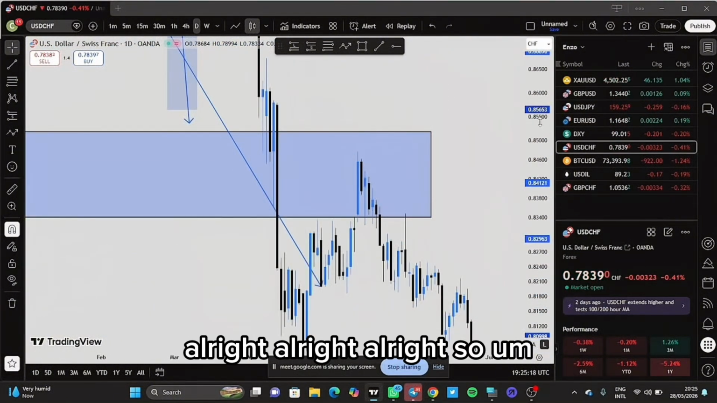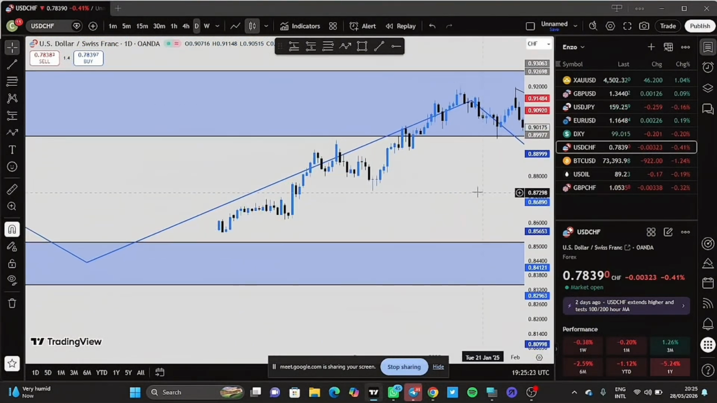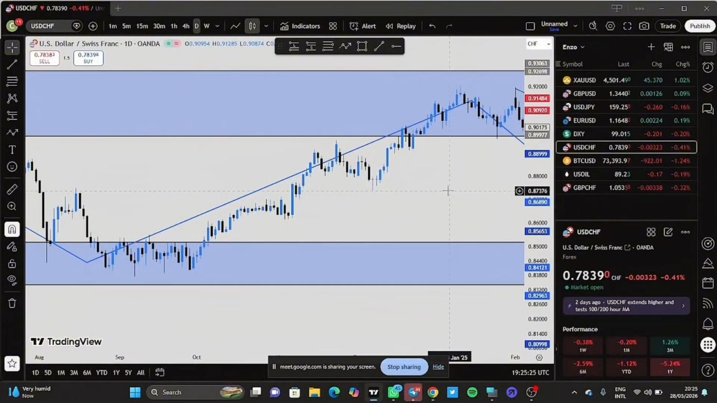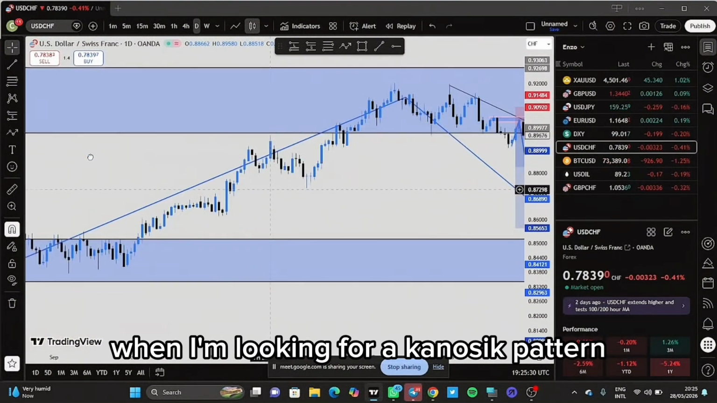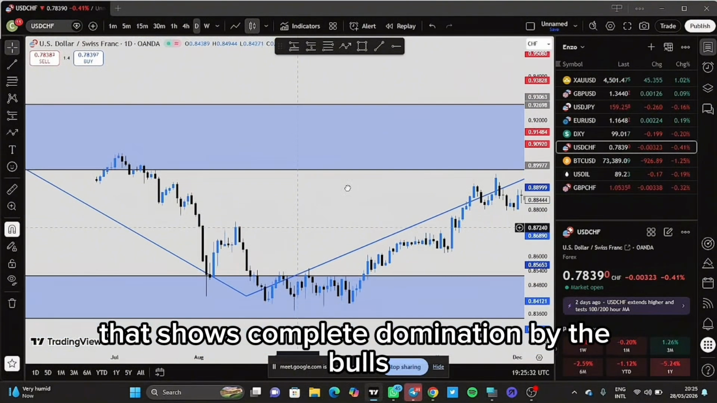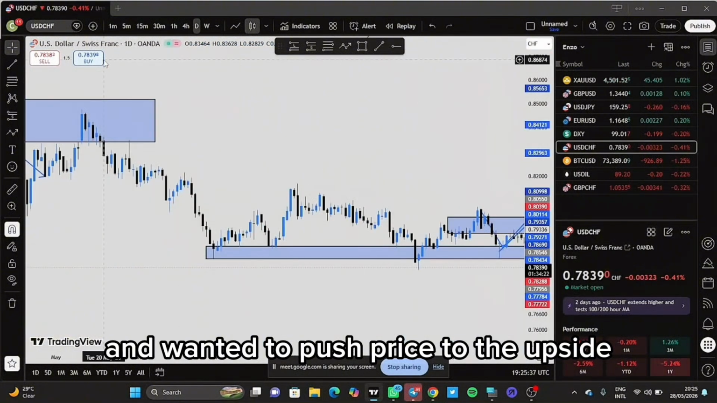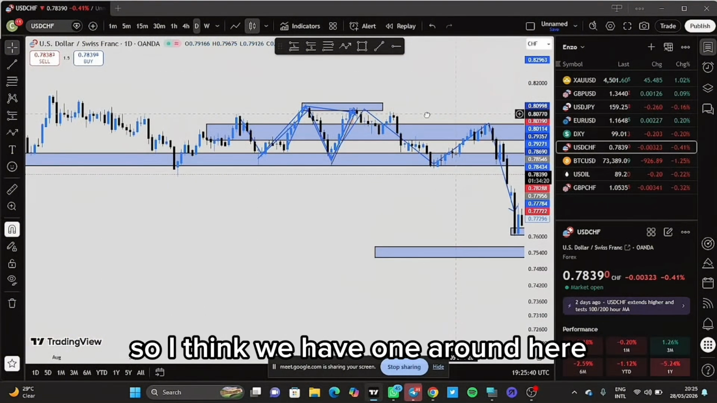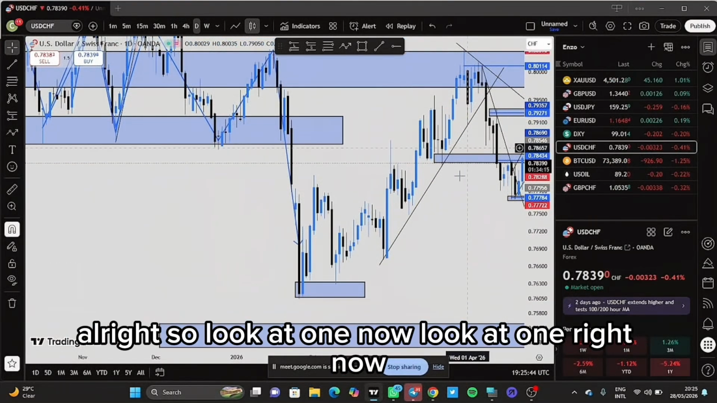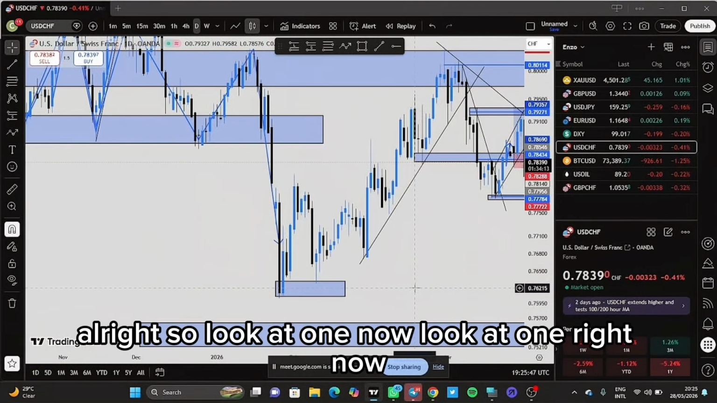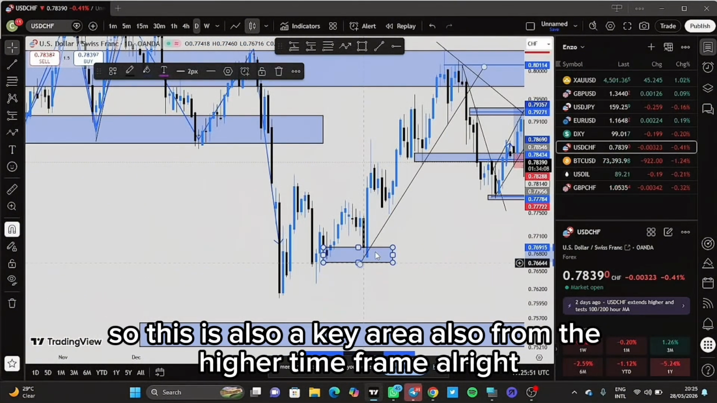All right. So we haven't seemed to have that. So I'm looking for a candlestick pattern that shows complete domination by the bulls in wanting to push price to the upside. So I think we have one around here, right? Look at one right now. This is also a key area from the higher time frame, right?